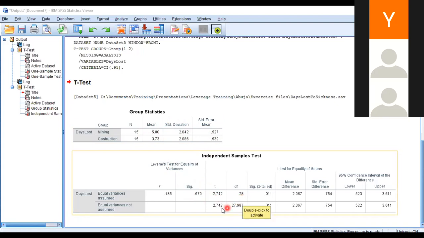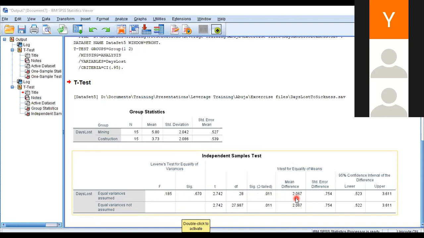There are two lines: equal variance assumed for the first line, equal variance not assumed. In case the Levene's test is significant, showing that there's no homogeneity of variance, you assume that there's no equal variance and choose the one down. So look at the p-value, look at the T, look at the degrees of freedom 28, p-value 0.011.